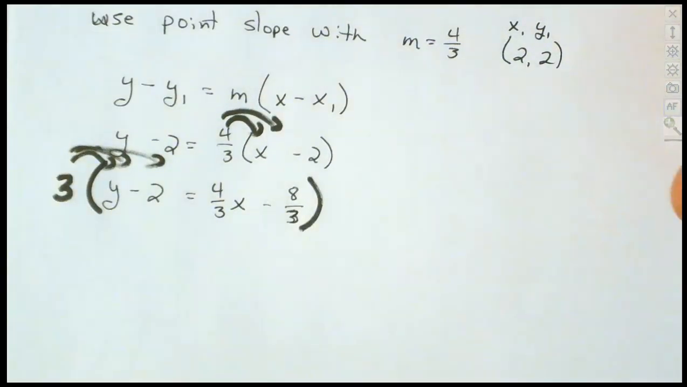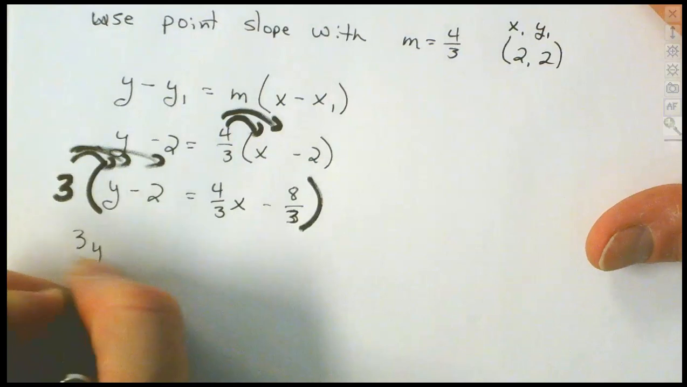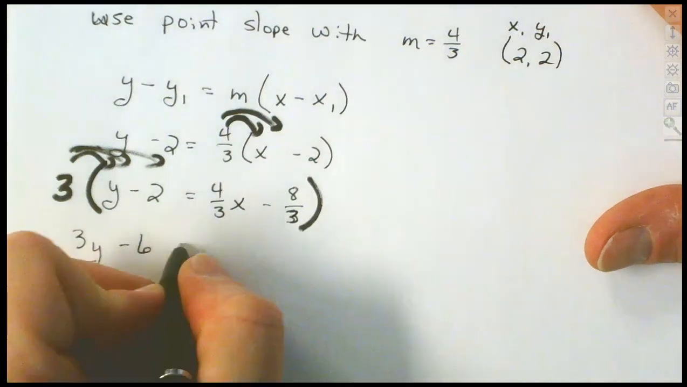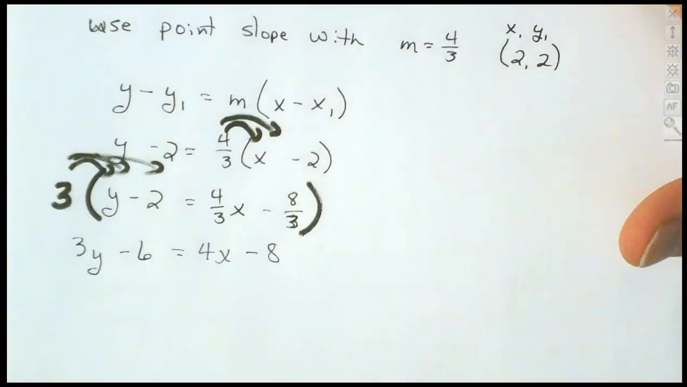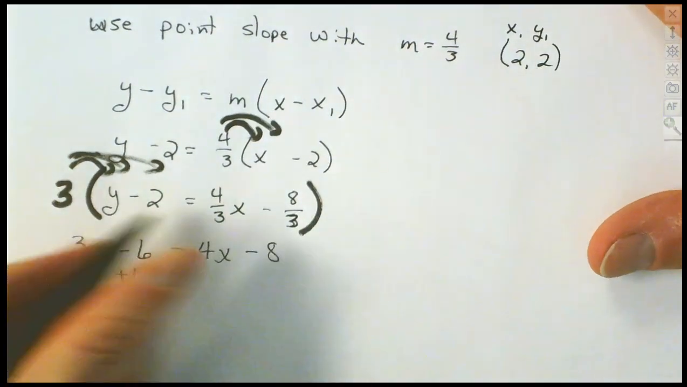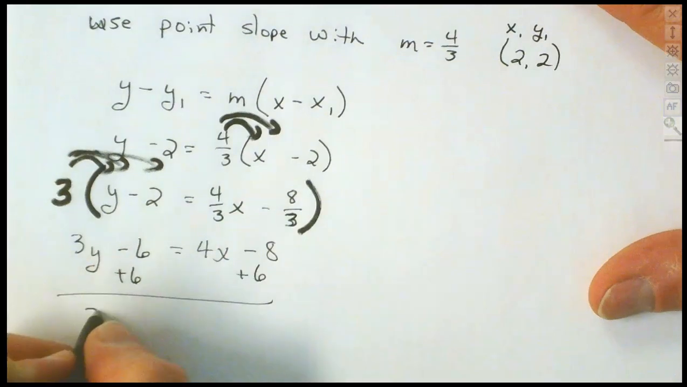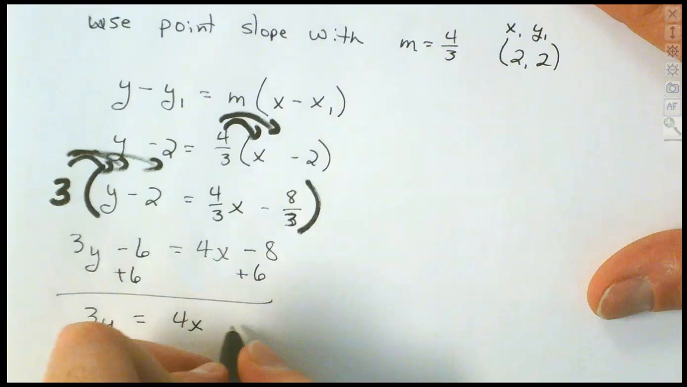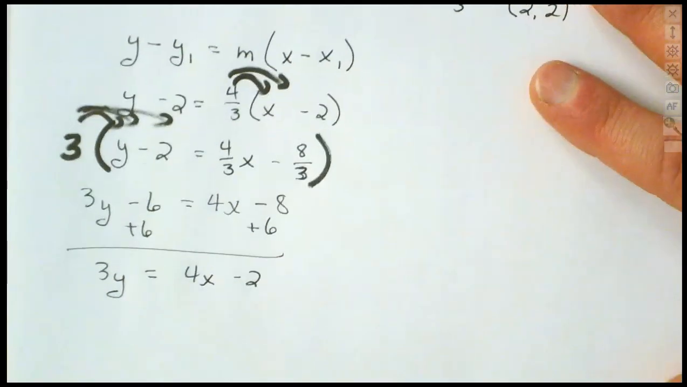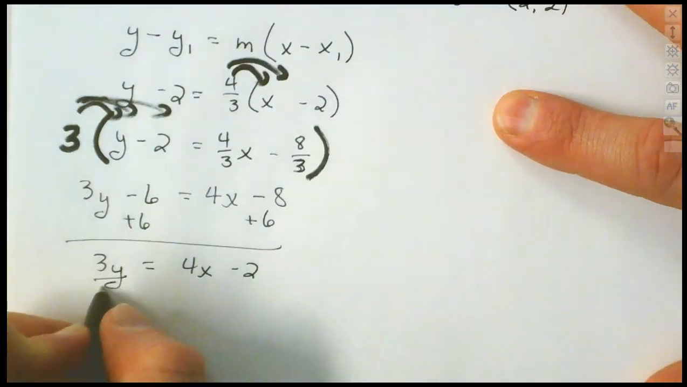And then we'll be able to solve it. So now we have 3y minus 6 equals 4x minus 8. We're going to add that 6 over. So 3y equals 4x minus 2. We're going to divide by our 3.